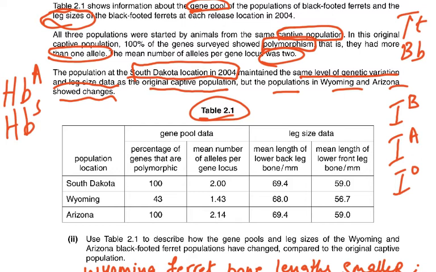So table 2.1, gene pool data: percentage of genes that are polymorphic is 100, 4300. Mean number of alleles 2.0, 1.30. This one and this one are the same. This is the same. Then leg size data, mean length was 69.4. So this one and this are the same. Then this and this are the same, and this is different, and this is different.